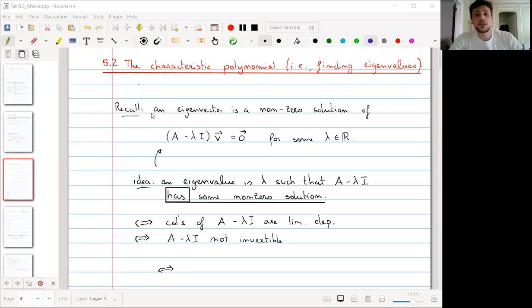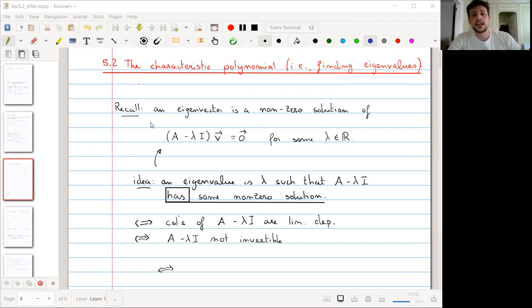Today's video is about characteristic polynomials, which are the way we have to compute the eigenvalues of a matrix. We saw last time, after defining eigenvectors and eigenvalues, a way to find eigenvectors once we know the eigenvalues. Today we focus on finding the eigenvalues.